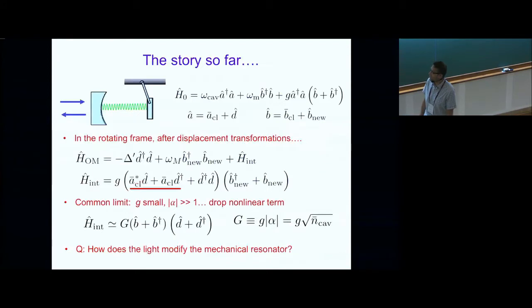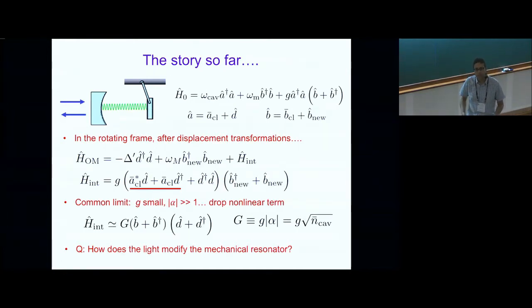Okay, so just the story so far. I motivated for you this very, very basic optomechanical coupling Hamiltonian. The number of photons a dagger a in the cavity couples to the displacement of some mechanical degree of freedom, which I write in terms of phonon raising and lowering operators. This coupling is typically very, very weak.